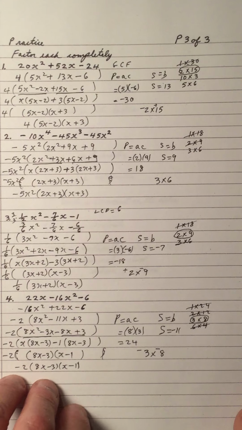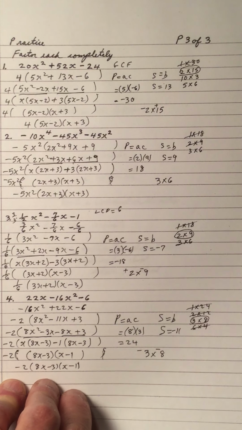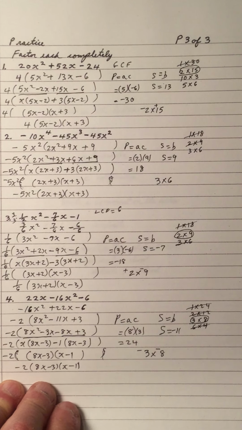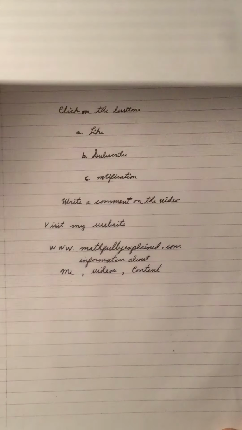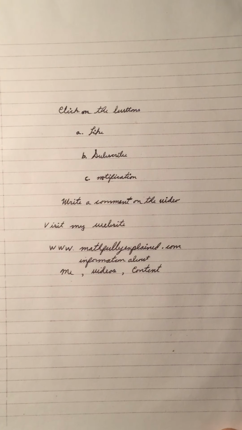So factoring, always put it in descending order and always remove the GCF. It makes the factoring easier when you take the GCF out.